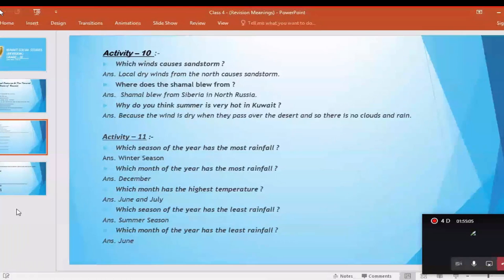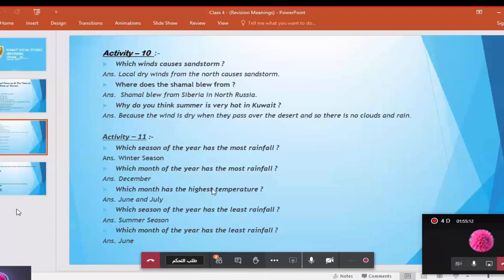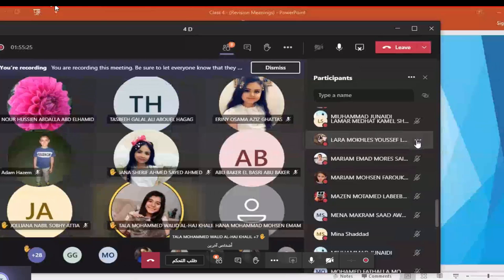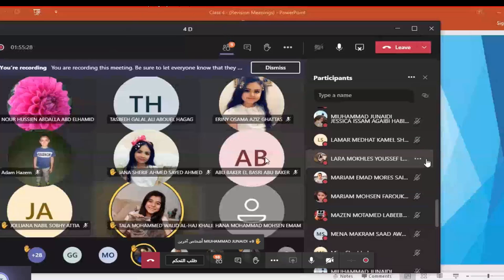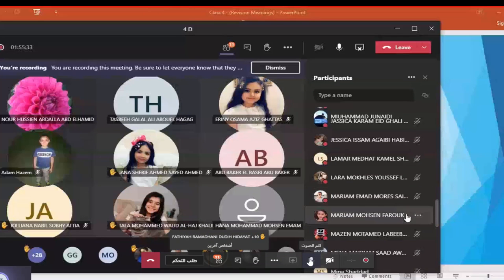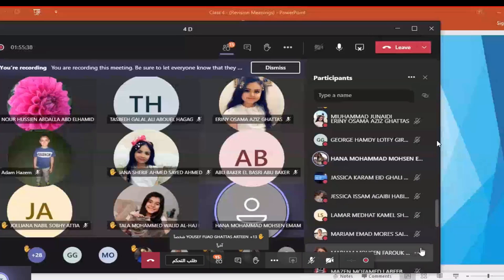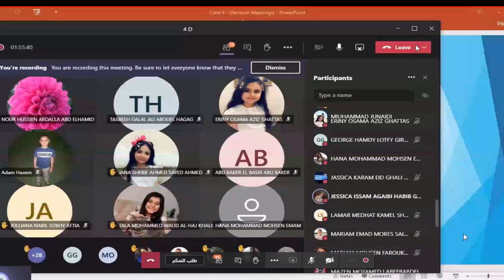This is yesterday's work. Want to complete activity number 11. Now raise your hands if you have to complete this work. Activity 11, let me see now. Raise your hand. My dear, Mohammed Zunaid, Lara, Lamar, Maryam Imad, Maryam Mohsin. Have you all completed? Raise your hand if you have completed this work.